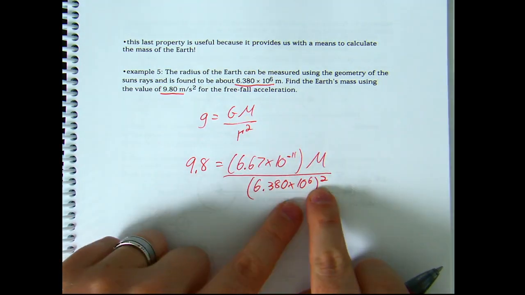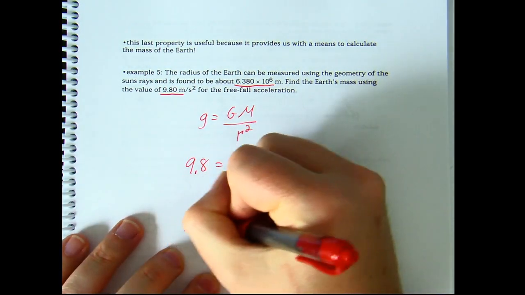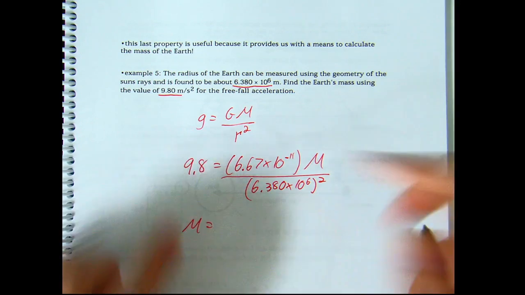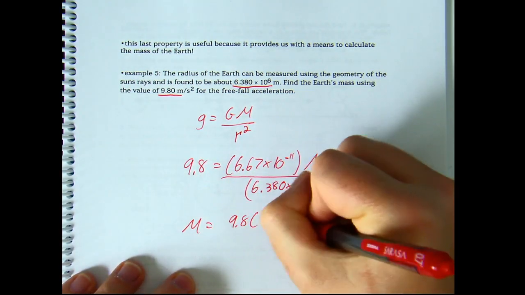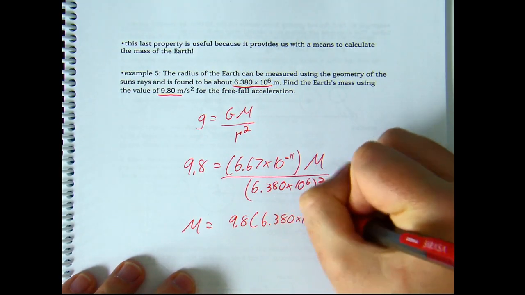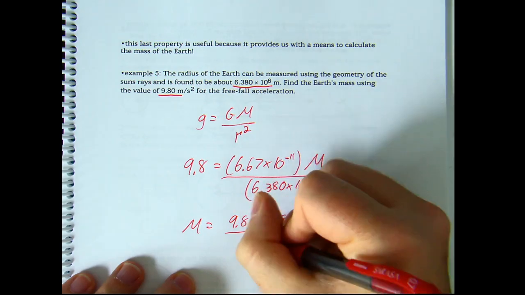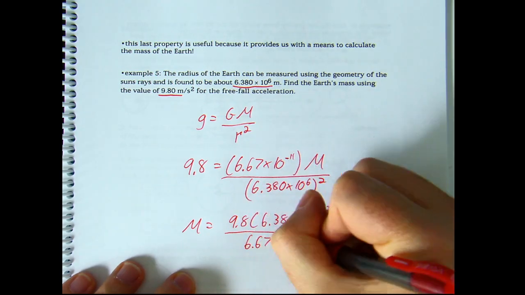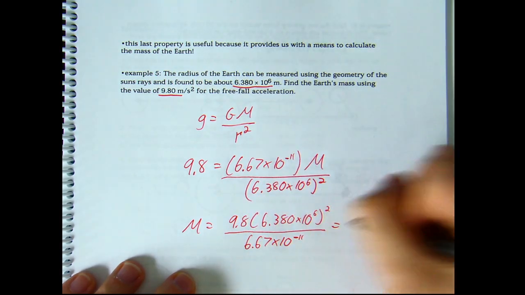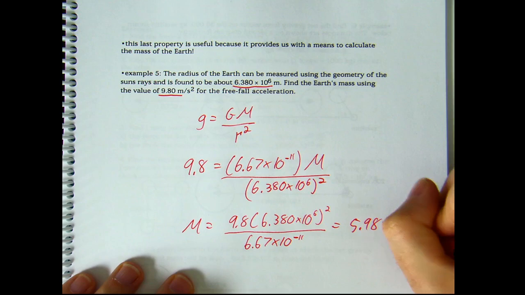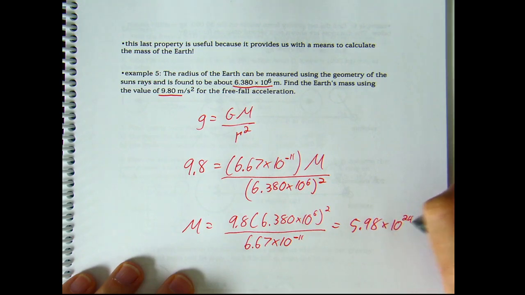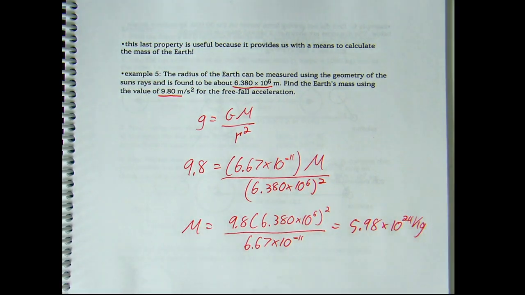R must be squared. So solving for m here, we're going to multiply this up, we're going to divide this down, and so we're going to get 9.8 times 6.380 times 10 to the 6 squared divided by the universal gravitational constant of 6.67 times 10 to the negative 11. If you run that through, we're going to get a mass of 5.98 times 10 to the 24 kilos, which is pretty cool.